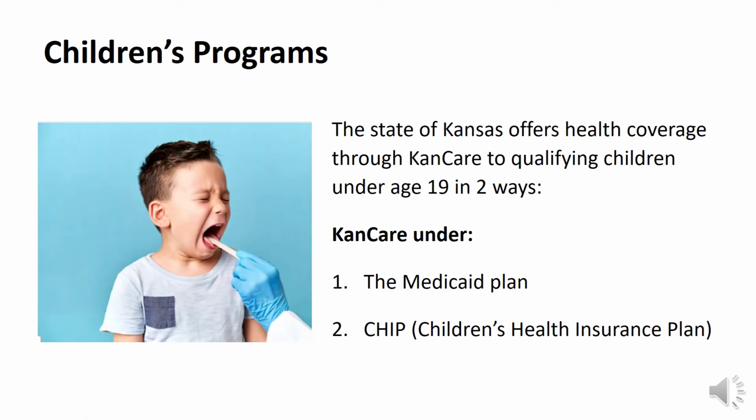Children's programs. The state of Kansas offers health coverage through KanCare to qualifying children under age 19 in two ways: KanCare under Medicaid and KanCare under CHIP, which is Children's Health Insurance Plan. When filling out the KanCare application, there's a person 1 and a person 2. If the child is under 18 years of age, they need to have an adult apply for them. So person 1 would be the adult helping them to apply, and person 2 would be the child under 18 years of age. If the child that's under 19 is 18, then they can fill out the application for themselves, so they can be person number 1.